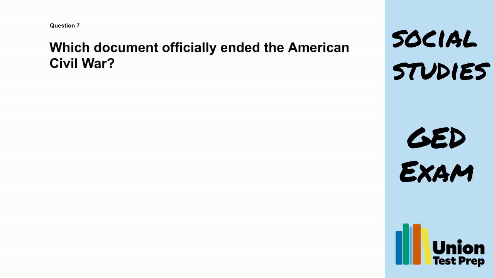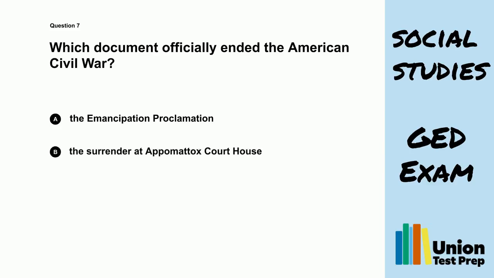Question 7. Which document officially ended the American Civil War? A. The Emancipation Proclamation. B. The surrender at Appomattox Courthouse. C. The Treaty of Paris. D. The Gettysburg Address.